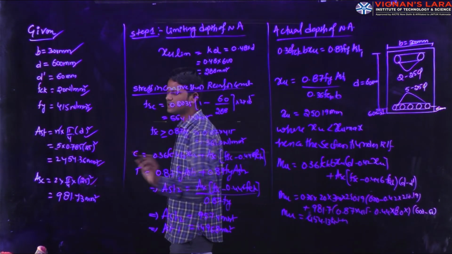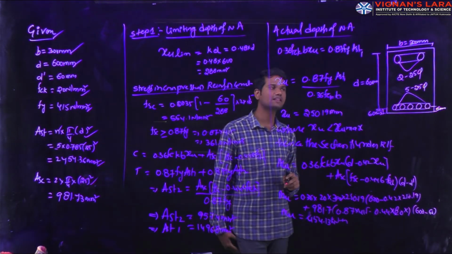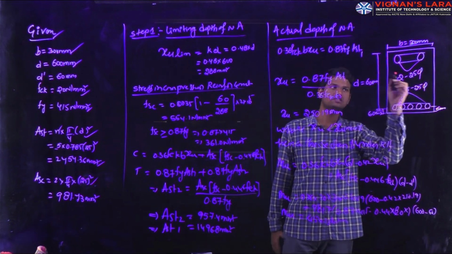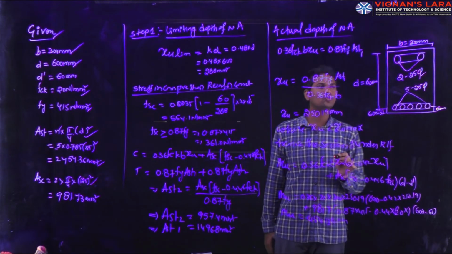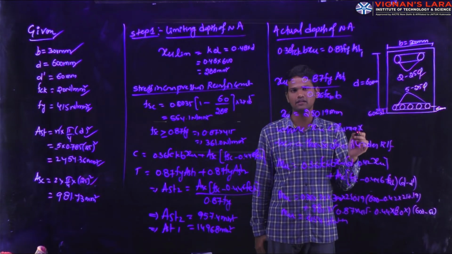Again, if you see here, the area of the steel reinforcement in the compression zone, they gave as 2 bars of 25 mm diameter rods.